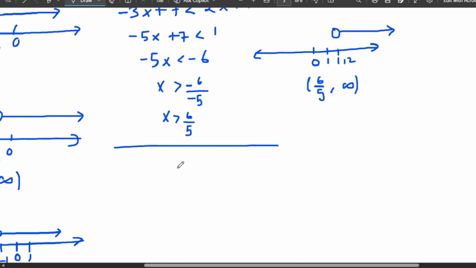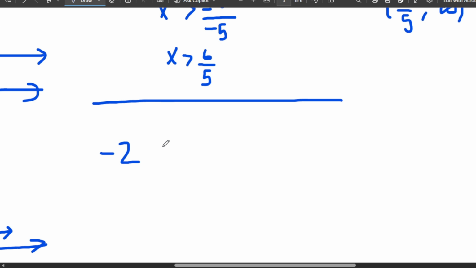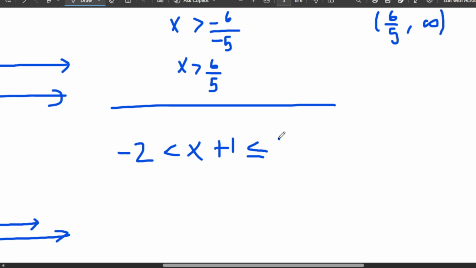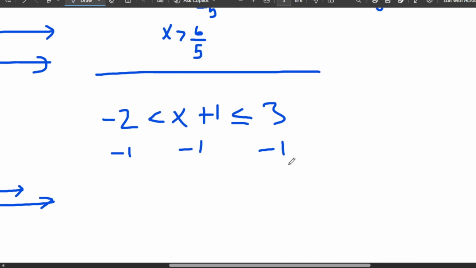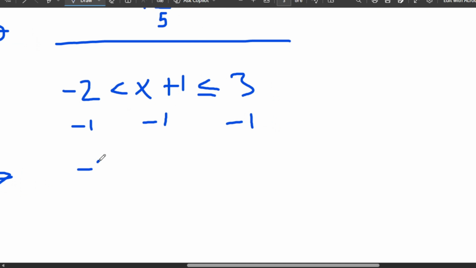So in this case, let's say we have negative 2 is less than x plus 1, which is less than or equal to, say, 3. First, we can calculate it as a whole, treating it as an equation. If we minus 1 in the middle, we have to minus 1 on the left and right as well. So we have minus 3 is less than x, which is less than or equal to 2.